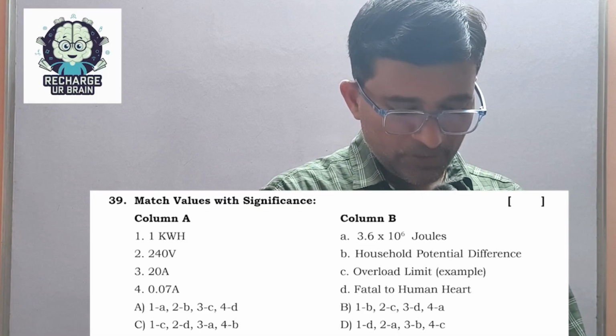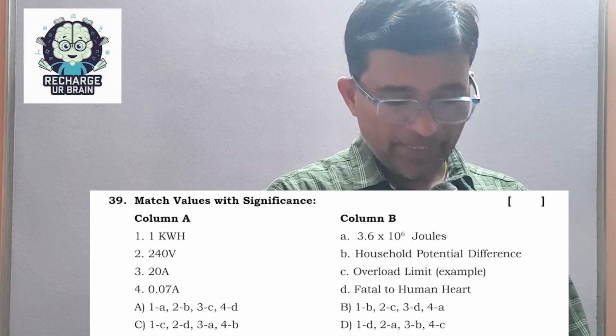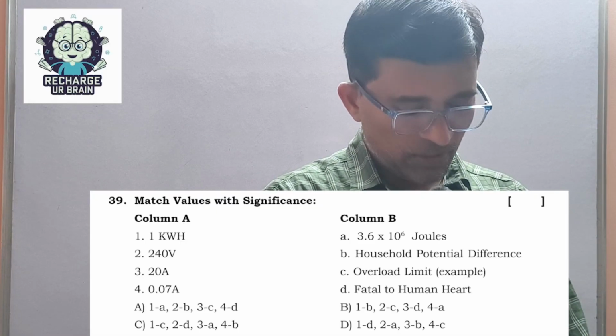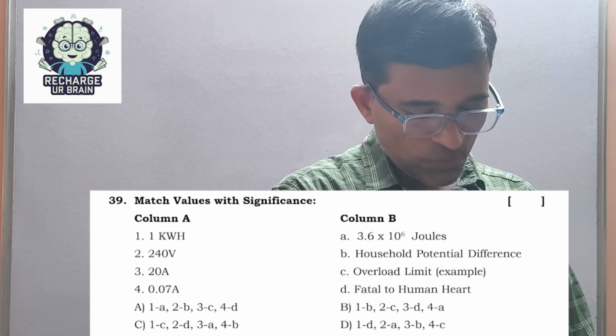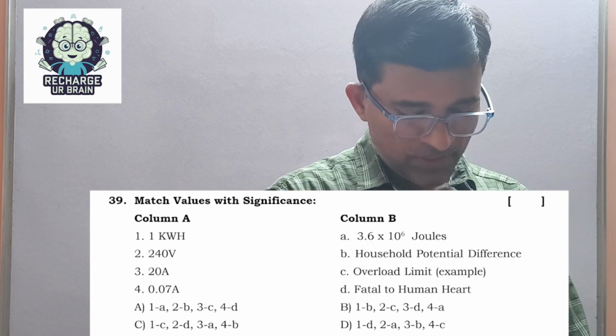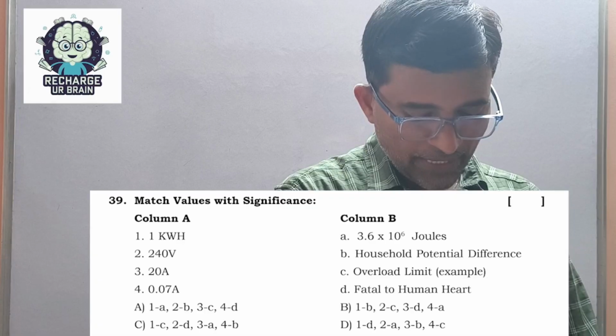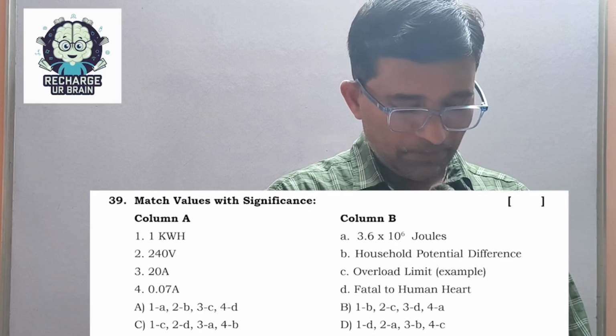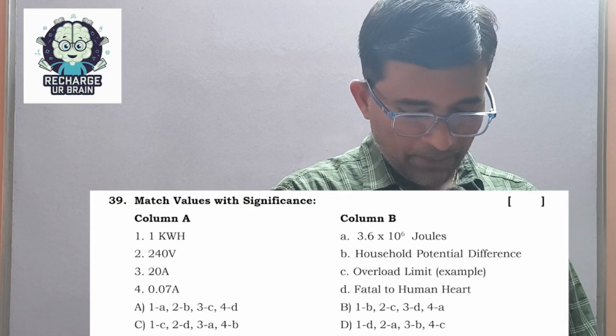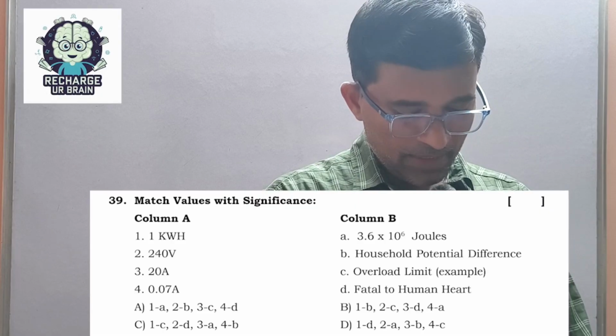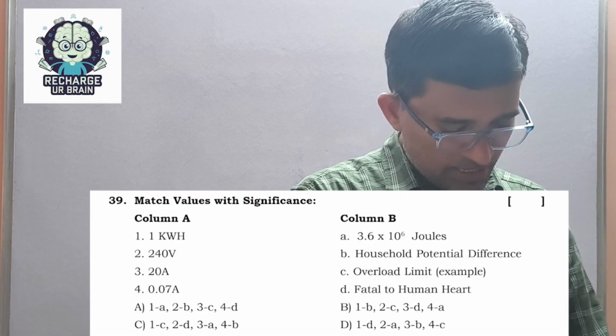If you convert it into perfect value, then it is 3.6 into the power of 6 joule. Next, 240 volt household potential difference. That is right only. 20 ampere overloading limit example. And 0.07 ampere fatal to human heart. So for 39th one, the right option is A.